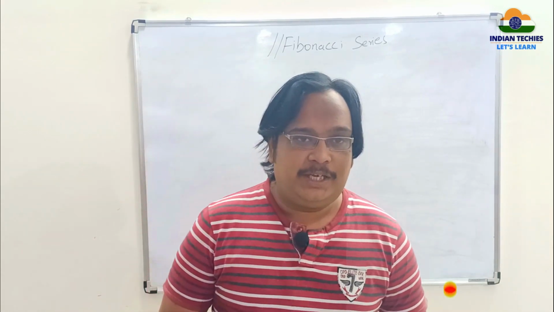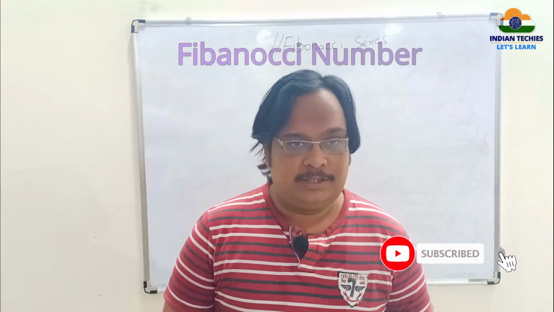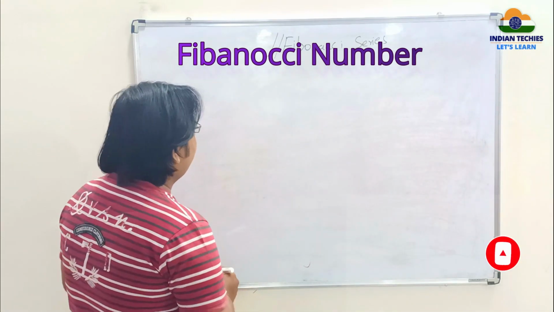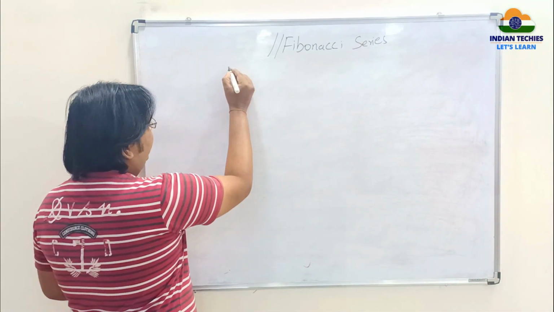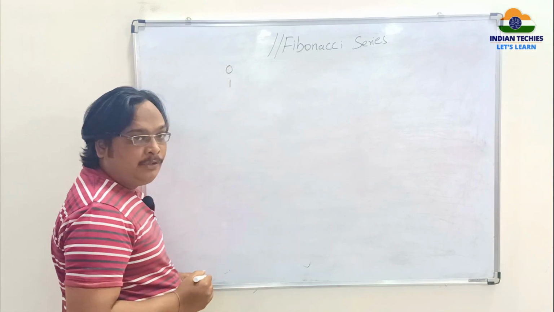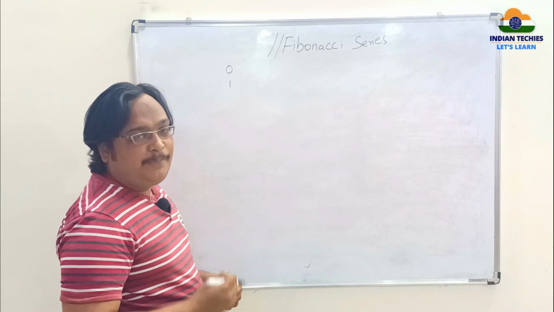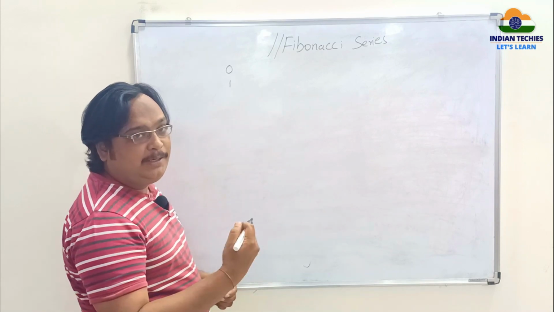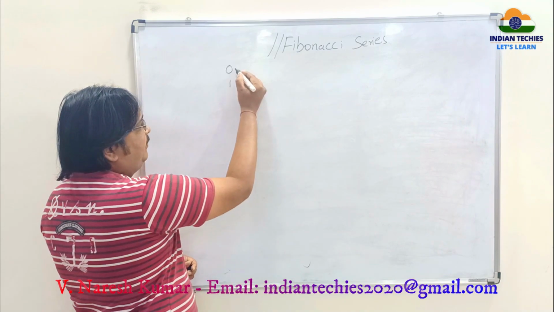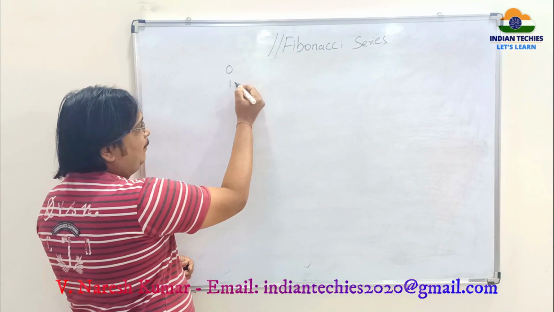Today we are going to see a program on Fibonacci series. So what do you mean by a Fibonacci series? A series which is in the following form. Initially you will be having 0 and 1. Always we have to add the previous number with the present number to get the next number. Here 0 is the previous number, 1 is the present number.